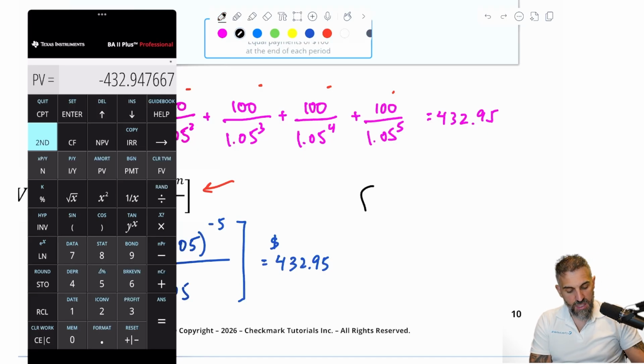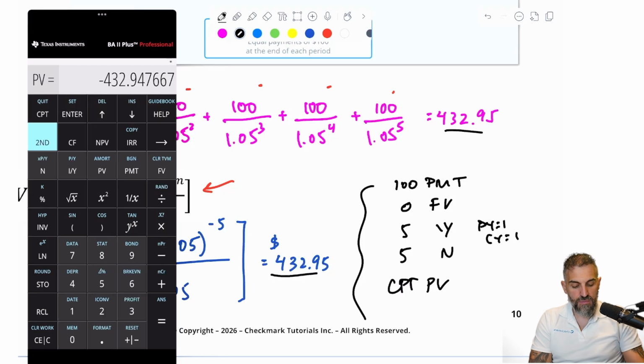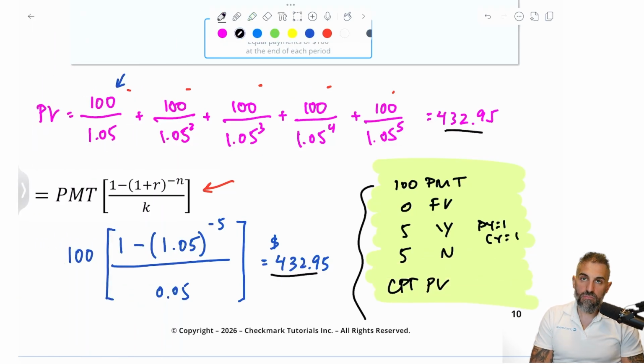So I'm going to write down what I did. 100 was my payment. 0 future value, because I didn't have one in this question. 5 was the IY. 5 N. PY and CY were both 1. I didn't need them. And then I computed the present value, and I got the exact same answer. So 3 different ways to solve the same question. My favorite way when dealing with annuities is the financial calculator. But it's really up to you. Okay.